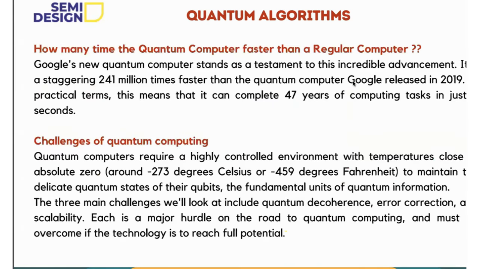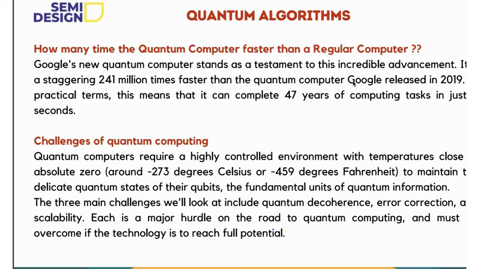So, if you observe, how many times is the quantum computer faster than regular computers? If you see the Google quantum computer, Google has been working on quantum computers for the last 5 to 6 years. Recently it has been working on some of the limitations. At the start it faced a lot of disadvantages.